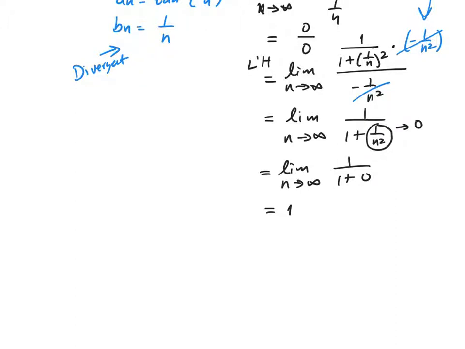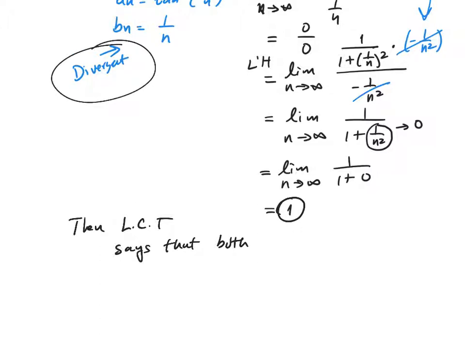So if you get a limit that is a finite number, which is what we got here, then the limit comparison test says that both of them either converge or diverge. In this case, since this one, and by this one I mean b of n, is divergent, that implies both of them are divergent. Hence our series is divergent.